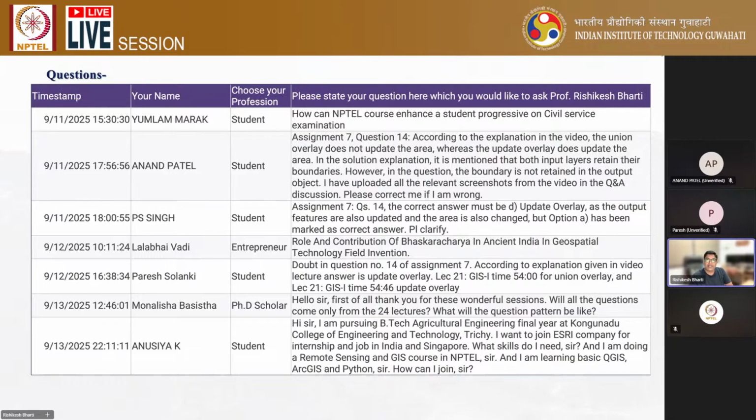Then the second is assignment 7, question number 14. According to the explanation in the video, the union overlay updates the area, whereas the update overlay does not update the area. In the solution explanation, it is mentioned that both input layers retain their boundaries. However, in the question, the boundary is not retained in the output object. I have uploaded all the relevant screenshots from the video in the question answer discussion. Please correct me if I'm wrong.